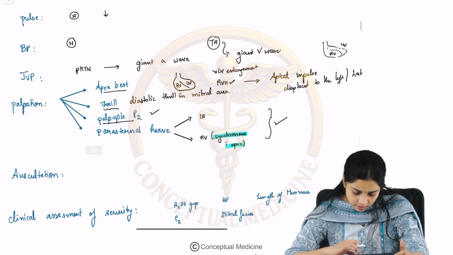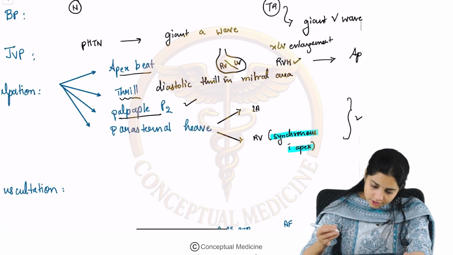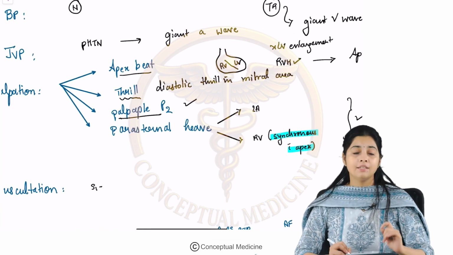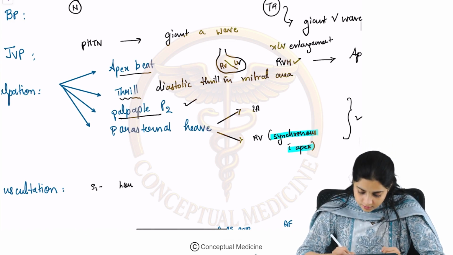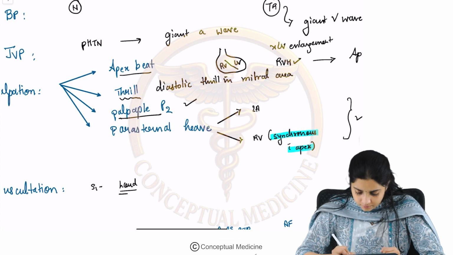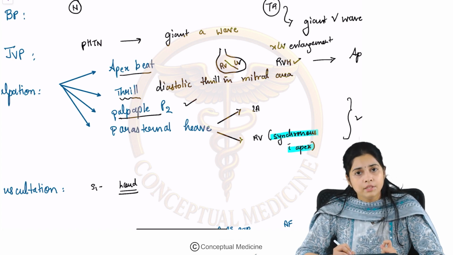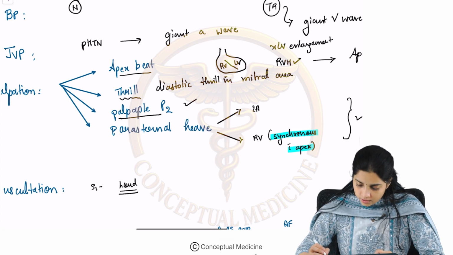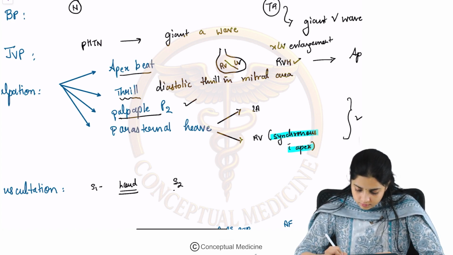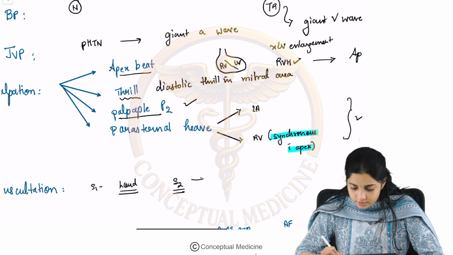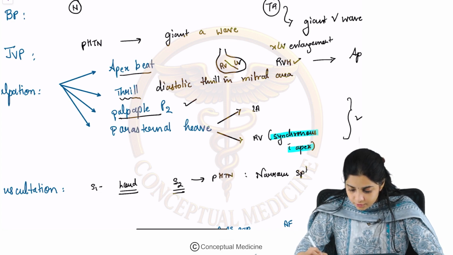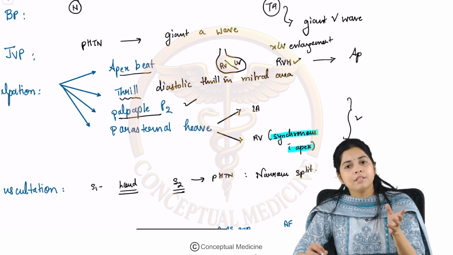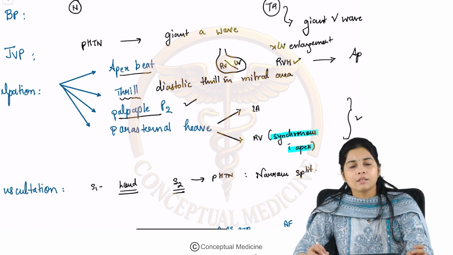Now let us come to the auscultation. On auscultation, what about the first heart sound? We have learned from the lecture on the heart sounds that the first heart sound will be loud. Right? Okay. Now, what about the second heart sound? With the development of pulmonary hypertension, there can be a narrow split because P2 occurs early.